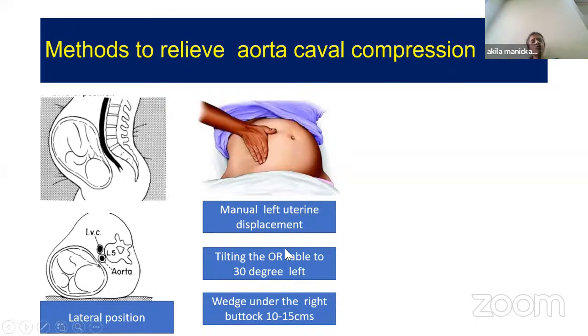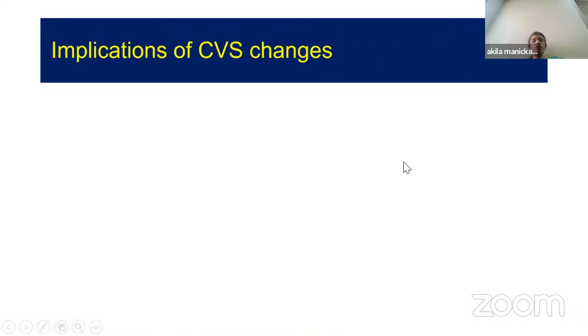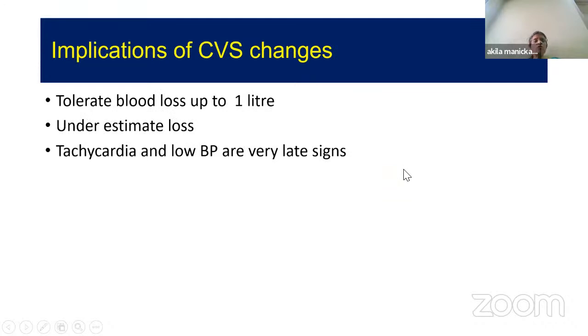So once you know that a neuraxial blockade has been given and there is hypotension, there is definitely going to be some amount of aortocaval compression, which is inevitable. So it is very important to treat hypotension vigorously with vasopressors so that the blood flow to the fetus is not compromised. Now, what are the implications of these cardiovascular changes which I've been talking about?